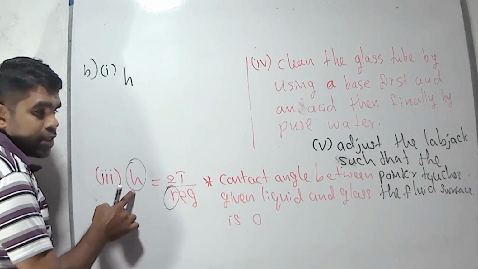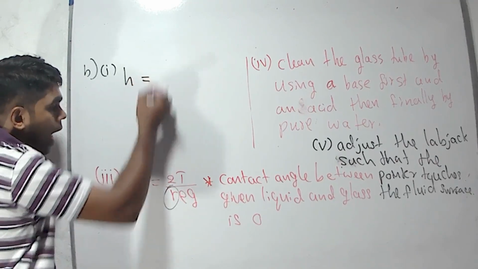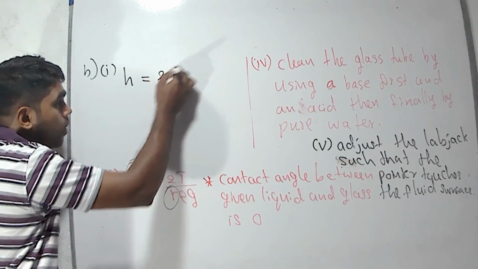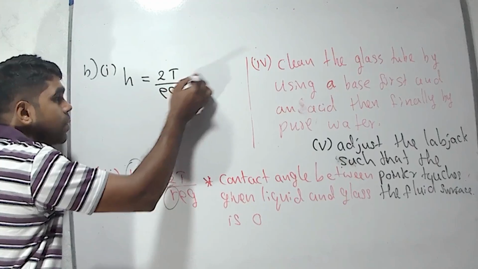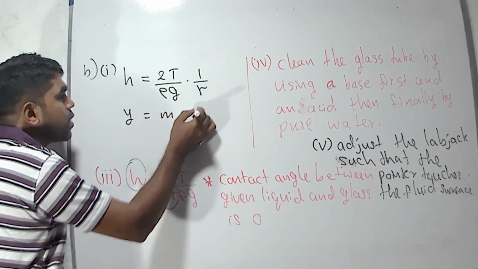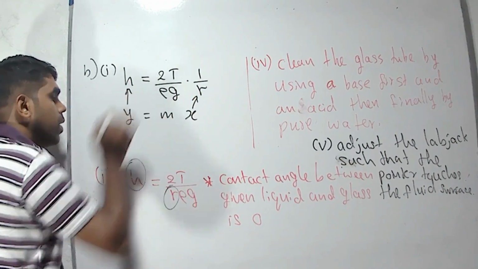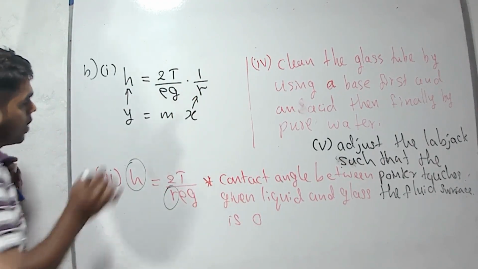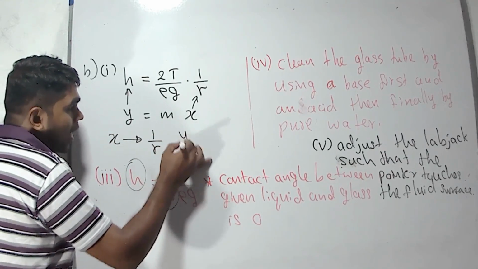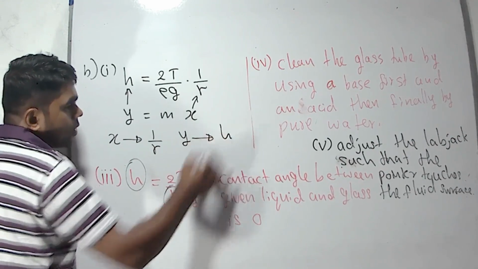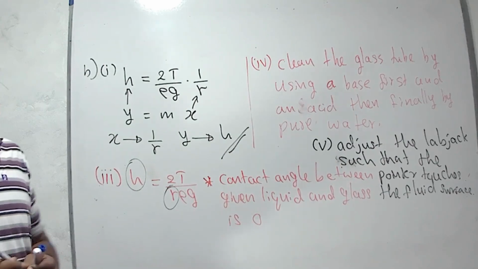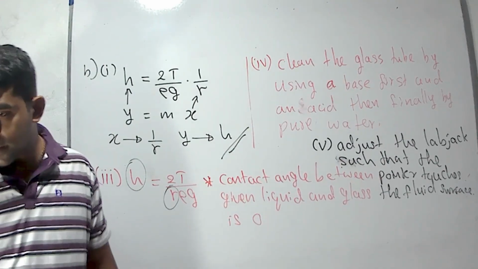We have to subject H, it is for y-axis, and we can get R term separately: 2t over rho g times 1 over R. Now it is in y equals mx form. Then we can write, for x-axis we have to get 1 over R. For y-axis we have to get H. It is the answer for B part 1.